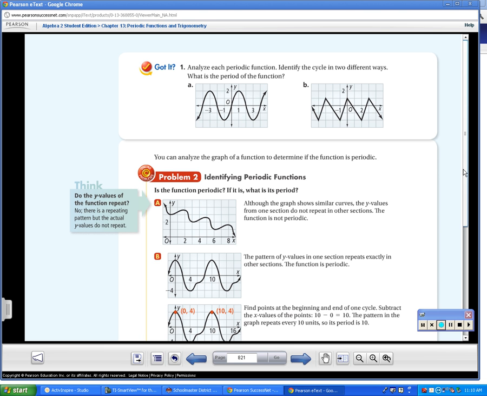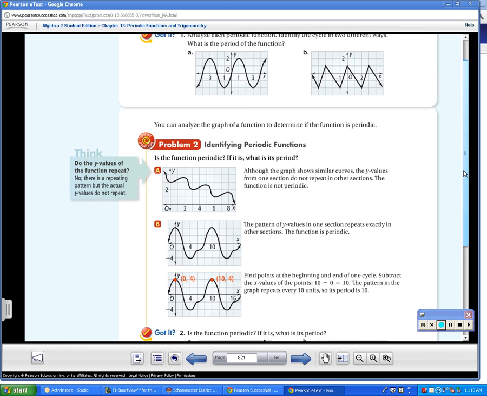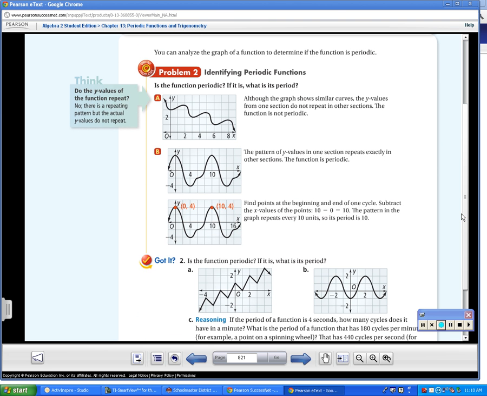So Katie says, because she's always thinking ahead, what if it's not periodic? This example right here is one that is not periodic. You have to be careful with this, because it looks like it repeats in a pattern. But since the y values are changing, it's going down and then up and then down and then up, but it's not coming up as much each time.